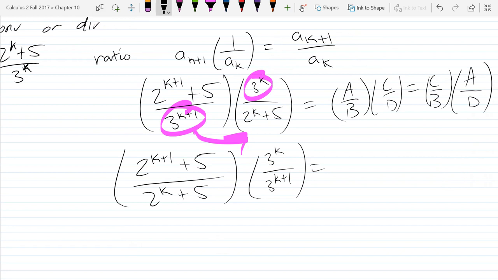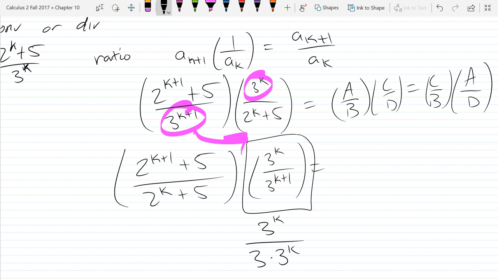All right, let's simplify. What's the second factor simplify to? 3 over 3 to the k. No. So how many extra 3s are in the denominator? 1. 1, so it's 1/3. So there we go. The 3 to the k, 3 to the k cancels. So we got 1/3. That's 3 to the k plus 1.